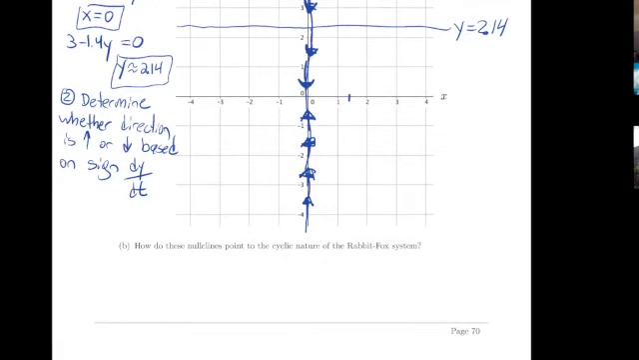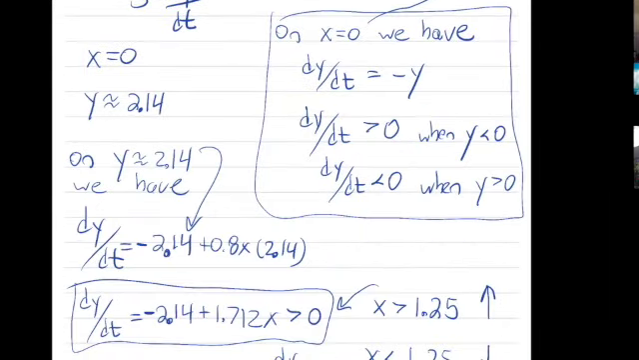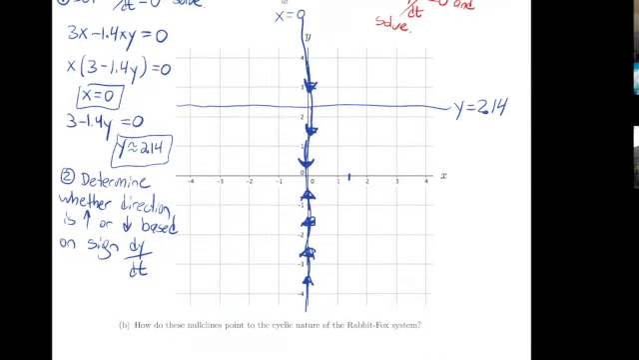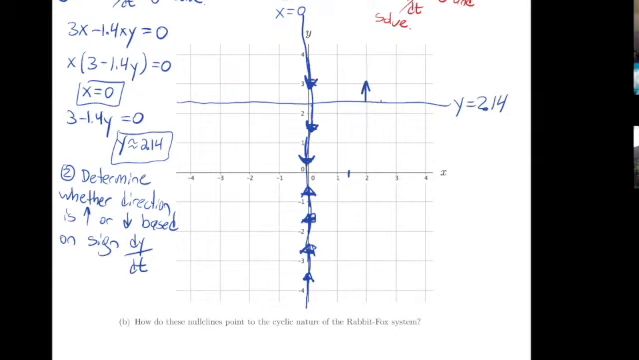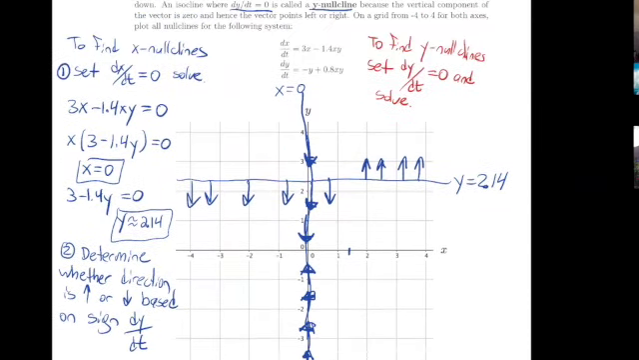So here's about 1.25. And again, what we said is that when x is bigger than that, it's going to point upwards. And when x is less than it, it's going to point downwards. And notice it's consistent with the direction that we found on the other null cline. Okay, any questions?